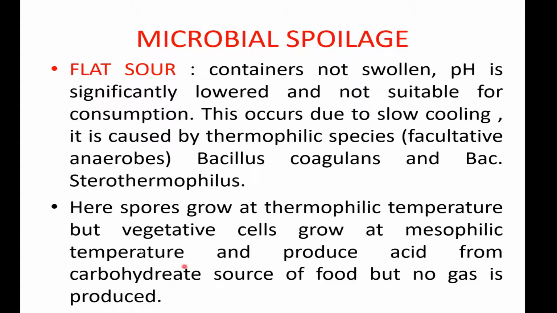Vegetative cells will be growing, and the spores will also be germinating and produce acid from the carbohydrate source of the food. So it will produce the acids. It will be acting on the carbohydrate foods, and it will produce the sourness, or it will give the fermented products. So no gas is produced here. So this is called a flat sour. Only the sourness of the product will be increasing. It is caused mainly by Bacillus coagulans and Bacillus stearothermophilus.